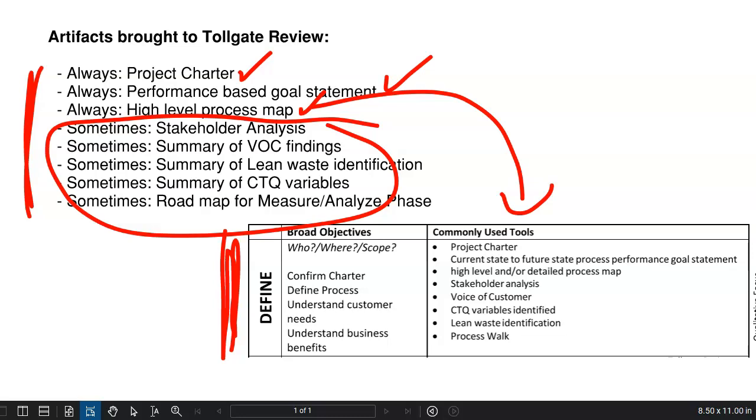The goal, though, is to make sure that those decision makers have a clear understanding why we, as a team, have decided that we need to move forward and collect that quantitative data in the measure phase, why we need to continue to explore for root causes and build a better future state, or why the team thinks that this process is actually performing at a high enough level that we don't need any further investigation. So these are sometimes tools. There are other artifacts that could be considered. Let me give you a list of other things that you might want to bring in to one of these Tollgate review meetings.